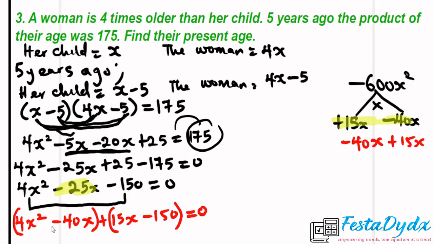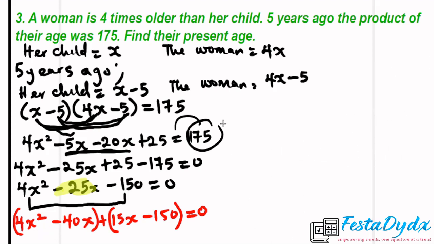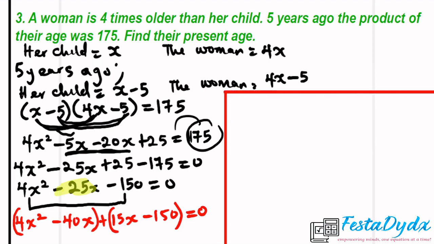We have to bring out what is common. For the first one, 4x is common. Let's erase this first and then divide this in twos. So for the first one, 4x is common. When I bring 4x out, I'll be left with x minus 10. For the other part, 15 is common. So I'm going to bring out 15. So I'll have plus 15 in a bracket, x minus 10, all equal to 0.